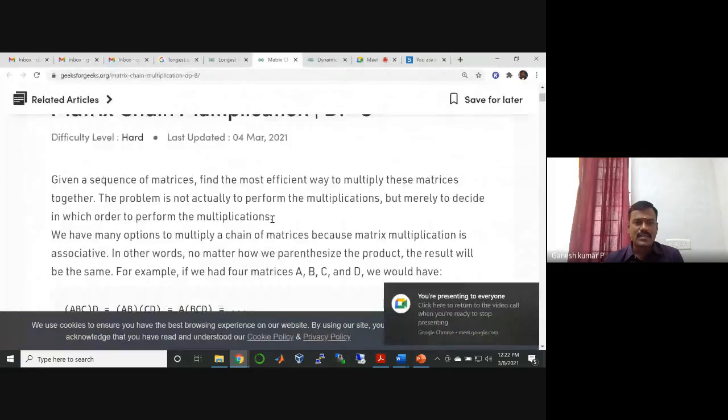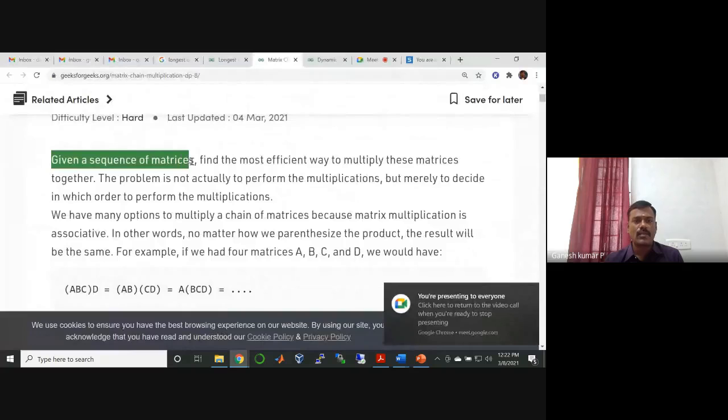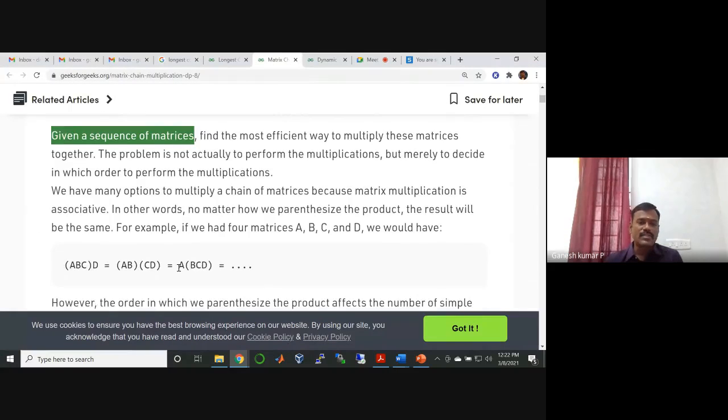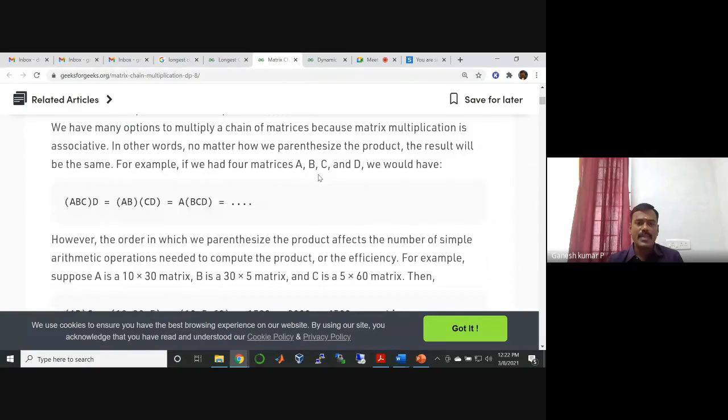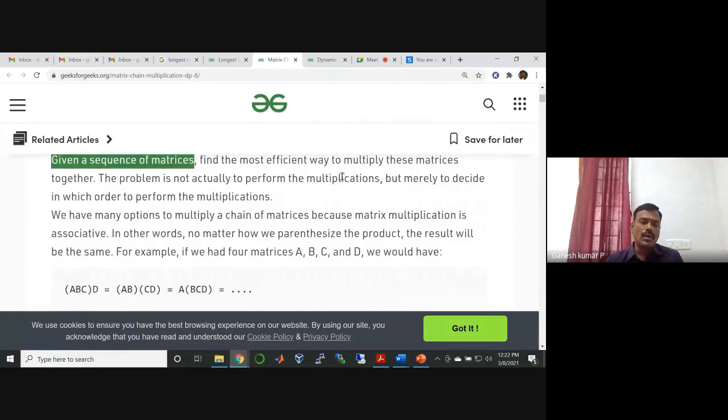Given a sequence of matrices, say for example, you will be provided with an enormous number of matrices. If there are four matrices, A, B, C, D, you want to find the most efficient way to multiply these four matrices together. What can you do? You can have different strategies. A, B, C can be multiplied in one go, and that answer multiplied by D. Or A, B multiplied first and C, D multiplied second. Or A within brackets B, C, D. Likewise, these are the ways the matrices can be multiplied, and the goal is the most efficient way to multiply these matrices together.